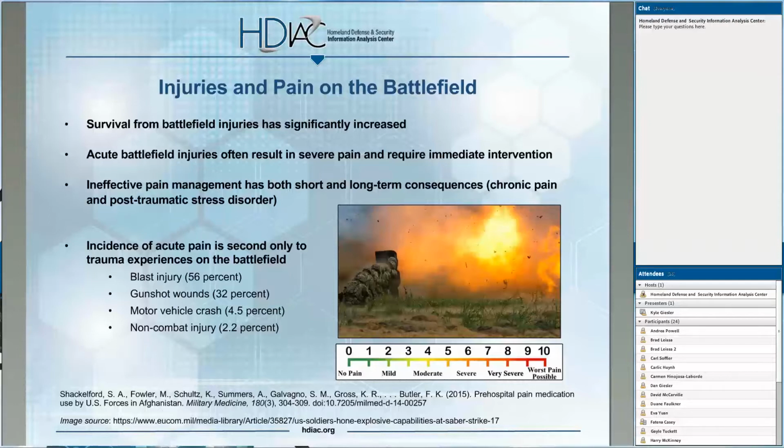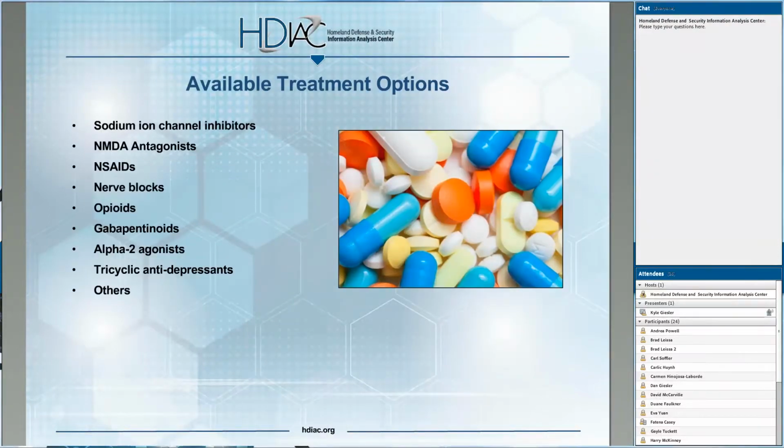Now, when it comes to treatment options, there are a wide variety of drugs on the market, such as sodium ion channel inhibitors, NMDA antagonists, NSAIDs. The list goes on and on. This only represents maybe a handful of all known currently available analgesics.